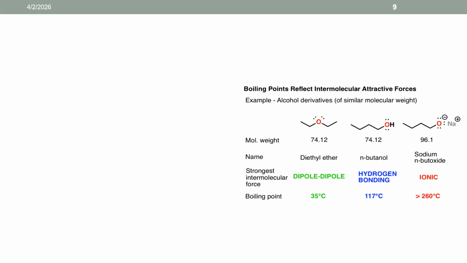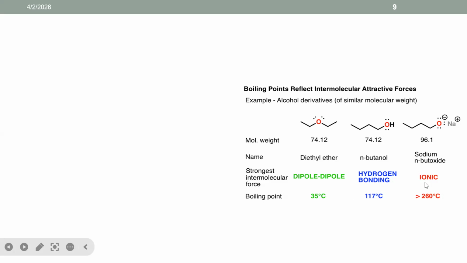Boiling point of a liquid, you can also say, is dependent on intermolecular attractive forces. In this example, you can see diethyl ether and n-butanol. Both are of approximately equal molecular weight, but there is a difference in their nature. Diethyl ether does not develop hydrogen bonding, whereas n-butanol develops hydrogen bonding. So that is why, due to strong intermolecular forces, its boiling point is higher than diethyl ether.